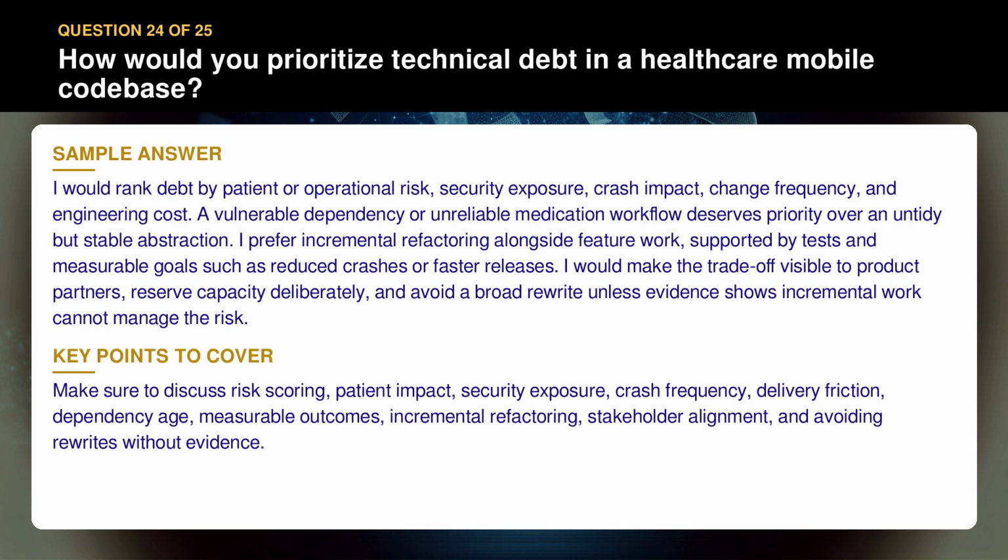Make sure to discuss risk scoring, patient impact, security exposure, crash frequency, delivery friction, dependency age, measurable outcomes, incremental refactoring, stakeholder alignment, and avoiding rewrites without evidence.